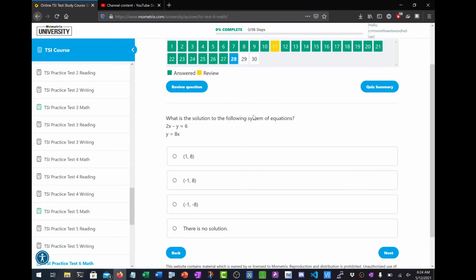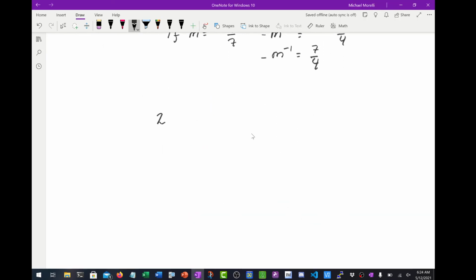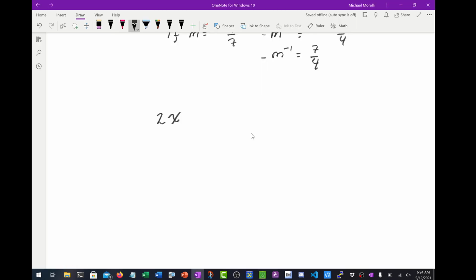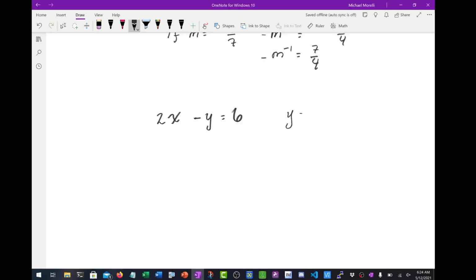What is the solution to the system of equations? Okay, 2x minus y equals 6 and y equals 8x. Okay, so first we need to get both the equations in the same form. It doesn't matter. We could solve both for y, or we could put both in standard form. I'm going to put both in standard form.